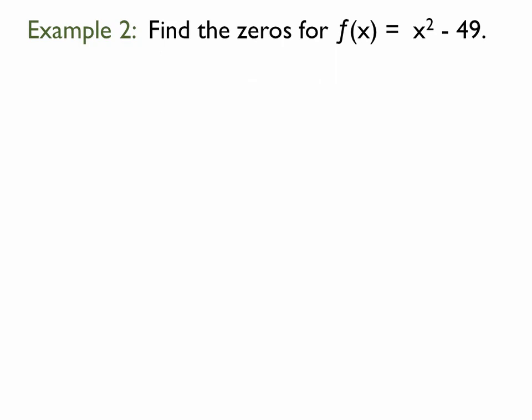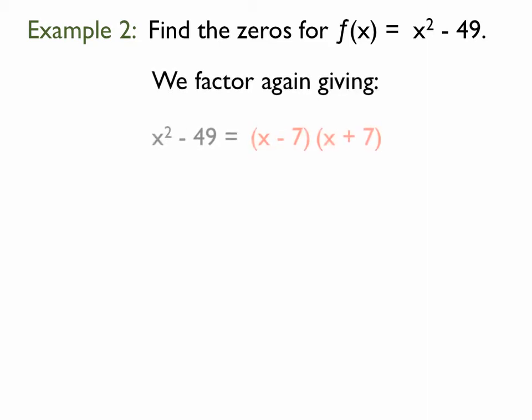All right, so let's look at a second example. In this example, we want to find the zeros for f of x equals x squared minus 49. We factor again, and if we look at x squared minus 49, again, we see that x is being squared to get x squared, and 7 is being squared to get 49. So x squared minus 49 would equal x minus 7 times x plus 7.